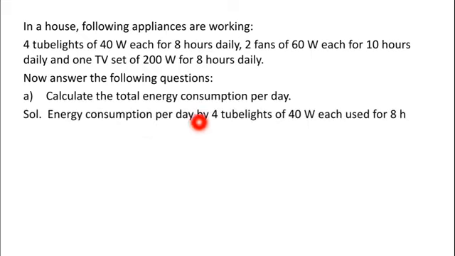So energy consumption per day by 4 tube lights of 40 watt used for 8 hours daily can be calculated as number of tube lights into power of each tube light into number of hours for which it is operating. So let us say the energy consumption is E dash. So E dash can be written as number of tube light, that is 4, into power of each tube light, that is 40 watt, into 8 hours. So it comes out to be 1280 watt hour.